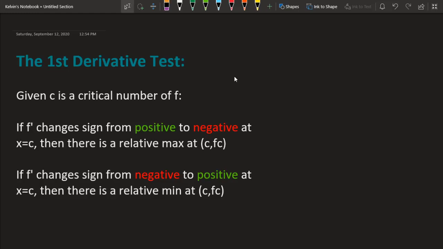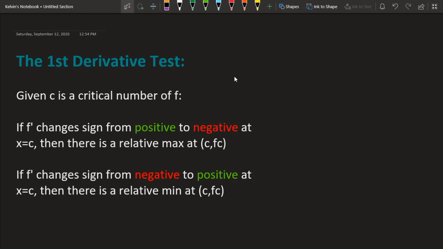In this video, we'll be learning about the first derivative test, and the first derivative test states that given c is a critical number of f, if f prime changes sign from positive to negative at x equals c, then there is a relative maximum at c, f of c. If f prime changes sign from negative to positive at x equals c, then there is a relative minimum at c, f of c.